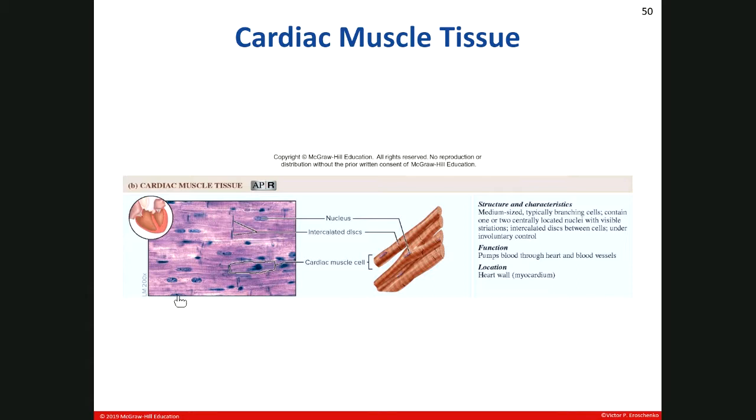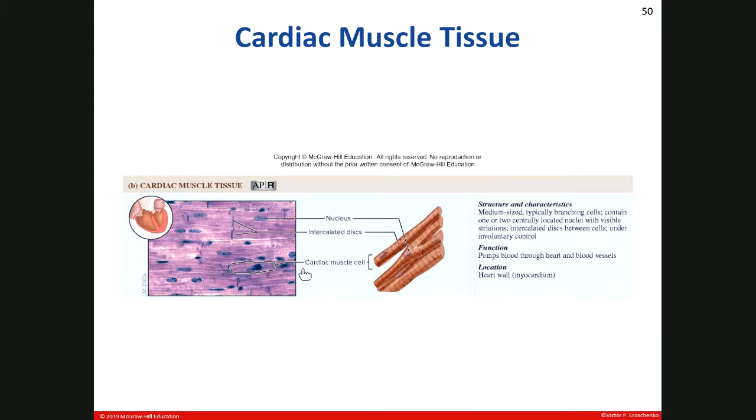Tough to see here, but there are striations, alternating light and dark areas. Cardiac muscle tissue will have 1 to 2 nuclei per cell, so they can have more than one. And they also will branch. You can see how this one cell here is branching here and here.